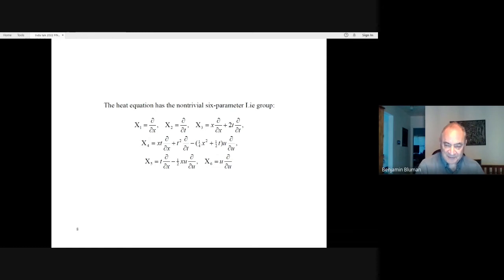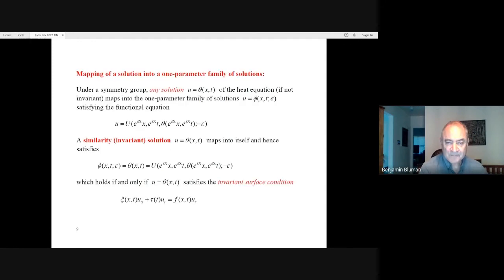which is a translation in x that's represented by X1. X2 is the invariance under translations in t, and X3 represents the scaling in x and t. And then X6 is the scaling in u, being a linear homogeneous equation. But the other two are not obvious. X5 is a Galilean transformation, and X4 is a projective type of transformation. Okay, now let's see what we can do here.